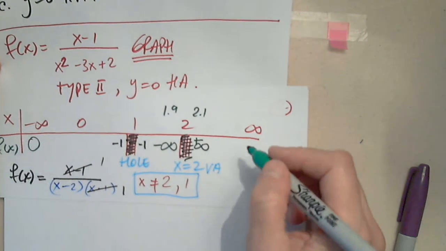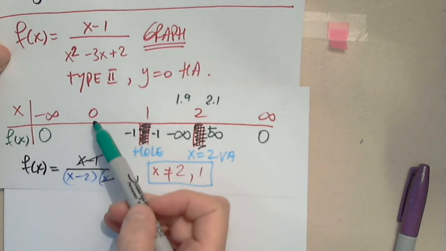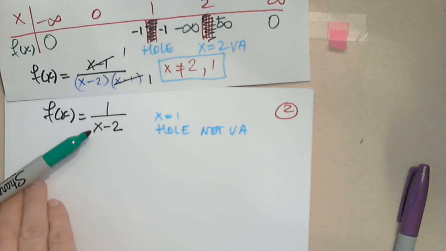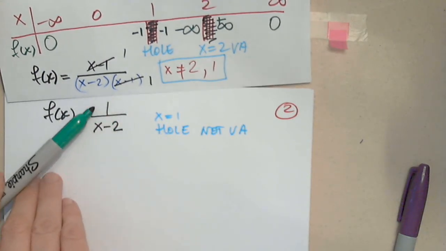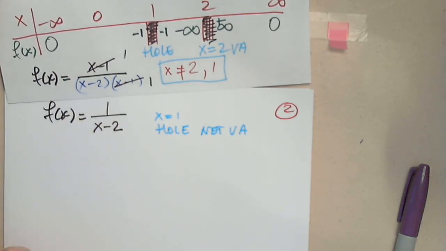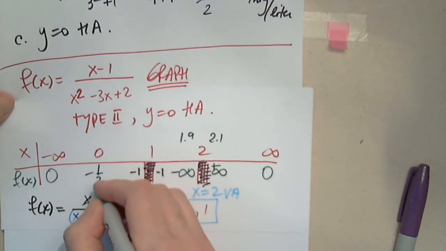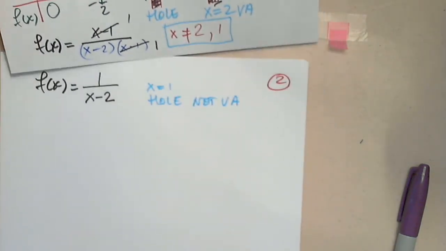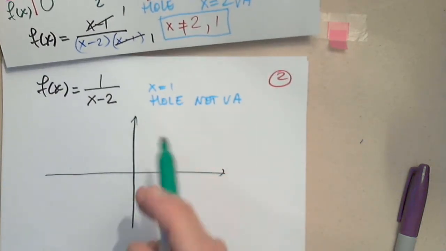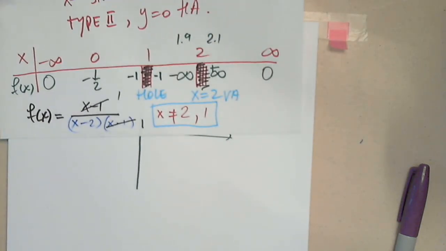You already told me that the horizontal asymptote has to be 0. All I need now is to plug in 0 here to find the y-intercept. When x is 0, how much is y? Negative 1 over 2. Thank you very much. And I put it here, and I'm done. That's it. Let's graph it. When we graph functions with asymptotes, what do we need to do first?